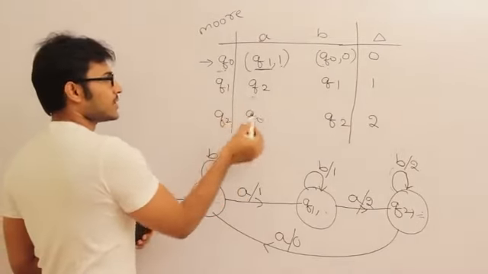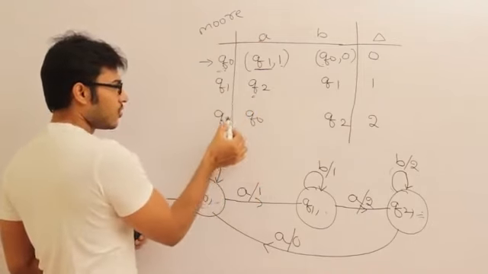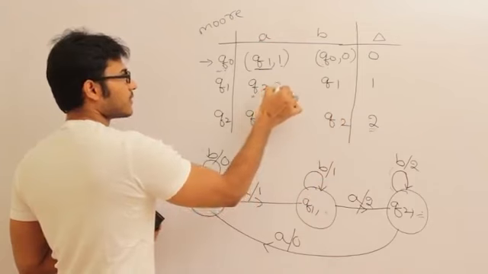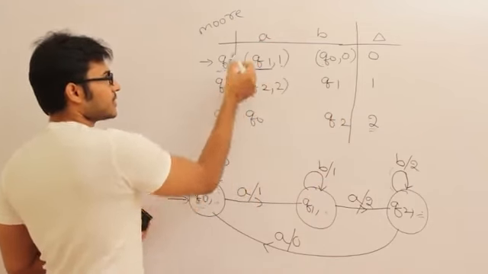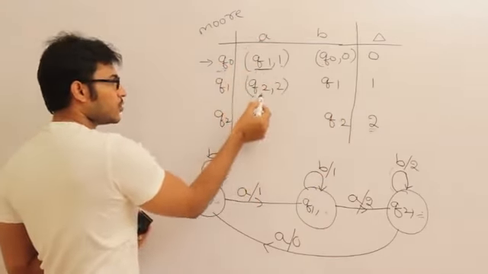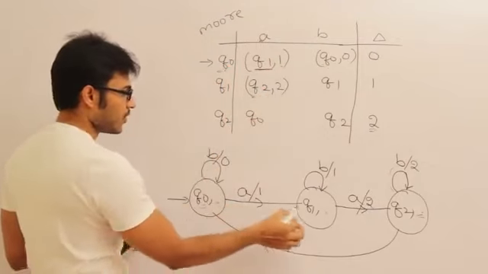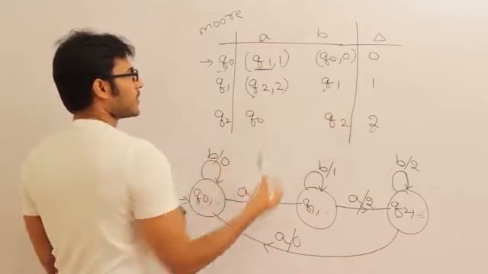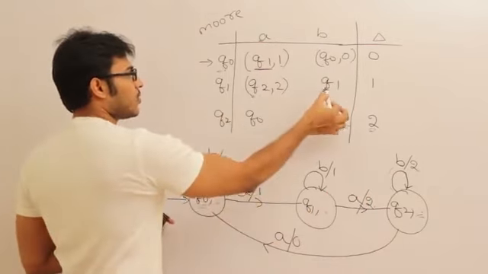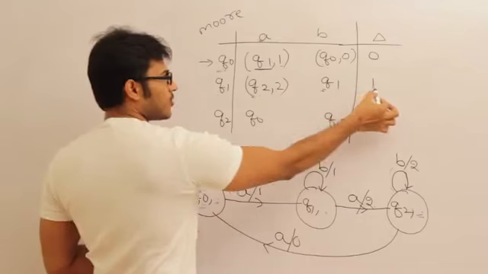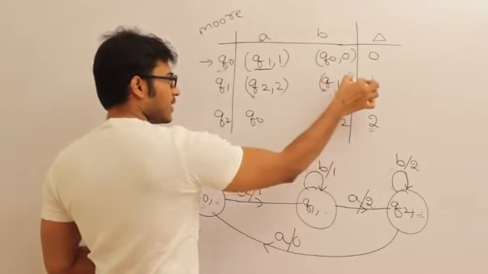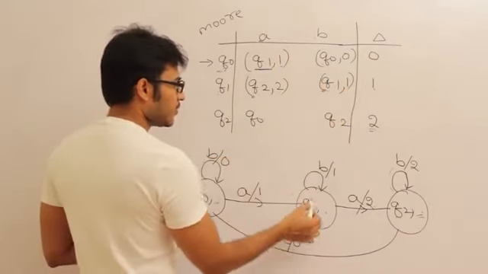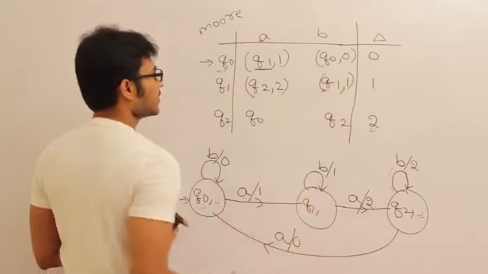Now look at this. It is going to Q2, therefore go to state Q2 and whatever is the output associated with Q2, write it there. Which means Q1 on A is going to Q2 and outputting 2. Now check this one. Q1, so go to state Q1 and the output associated is 1, therefore write it as 1. Which means Q1 on B is going to Q1 and output is 1.